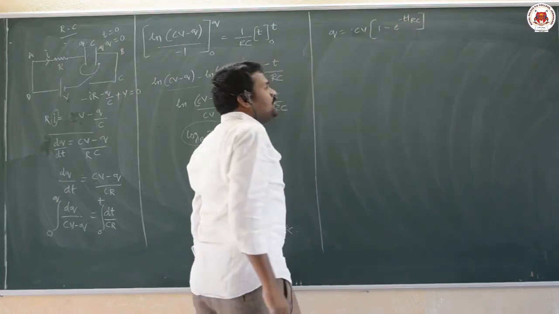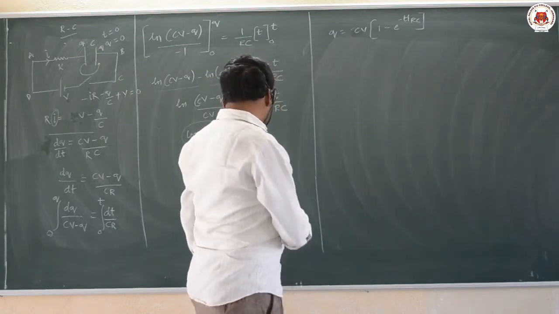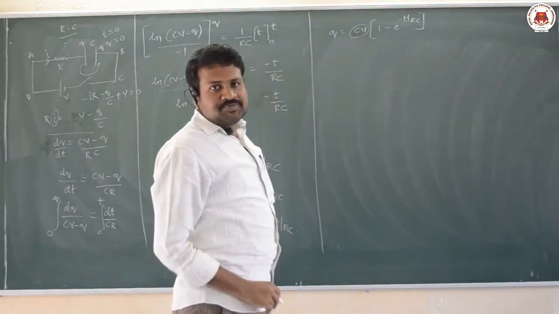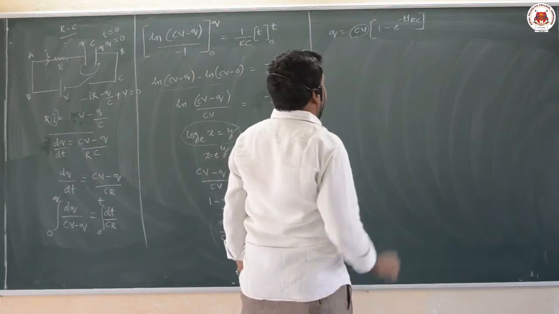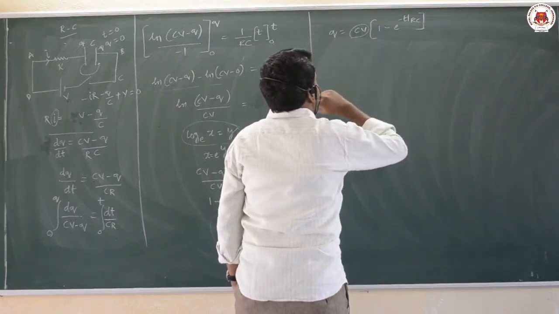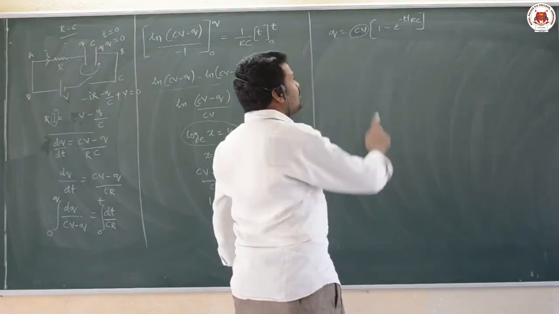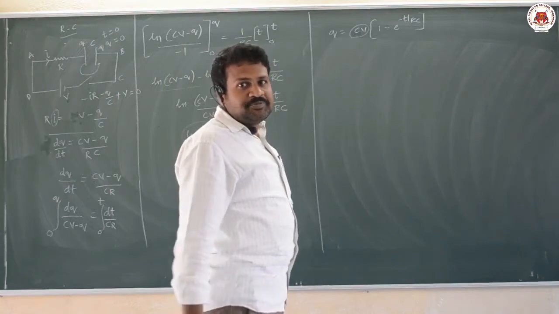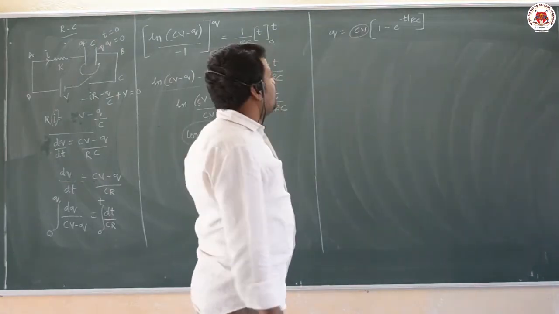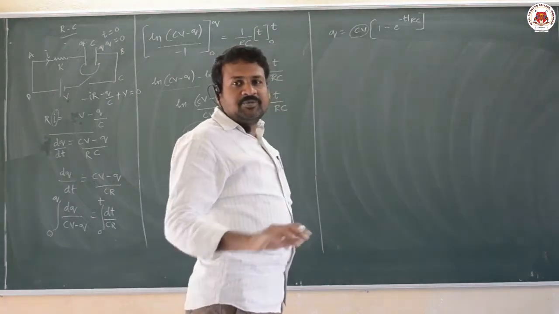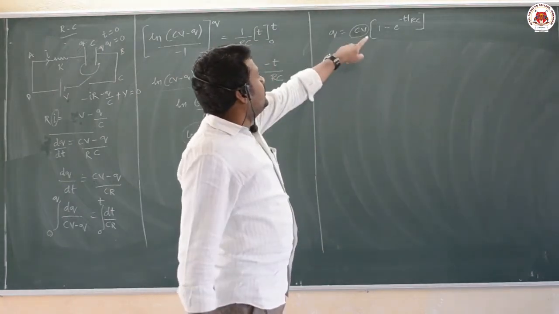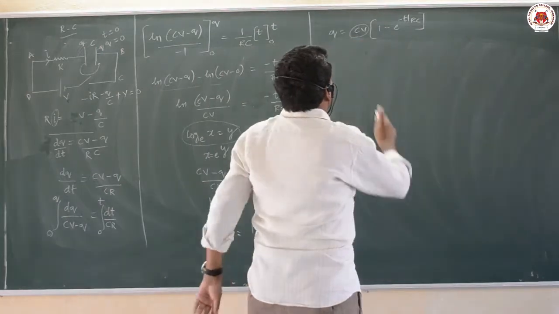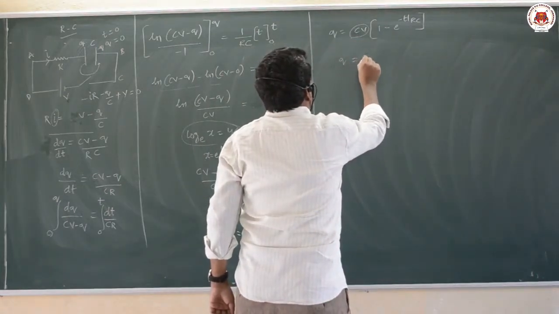Q is equal to CV into 1 minus e power minus T by RC you will get, and this CV we call the maximum charge. See here, if you substitute t as 0, you will get charge equal to 0. If you substitute t as infinity, then you get 1 by e power infinity by RC, which is 0, so you will get 1, and finally Q you will get as CV.